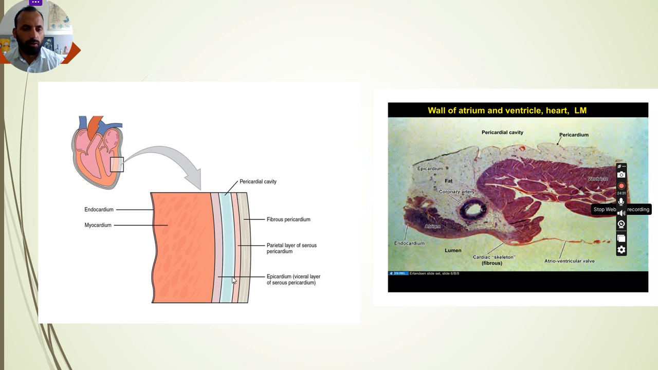Between them there is a cavity, which we call the pericardial cavity, and it is filled with pericardial fluid, or liquor pericardii, which is for the movement of the heart and for the prevention of friction caused by the movement of the heart. So this is the histological picture of the heart. You can see here pericardium, pericardial cavity, coronary artery, endocardium, cardiac skeleton.